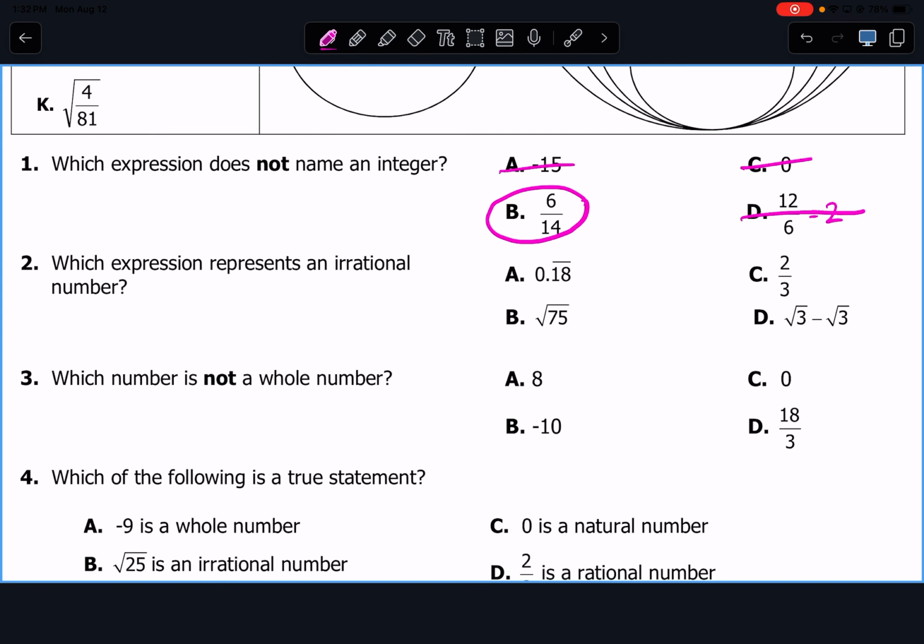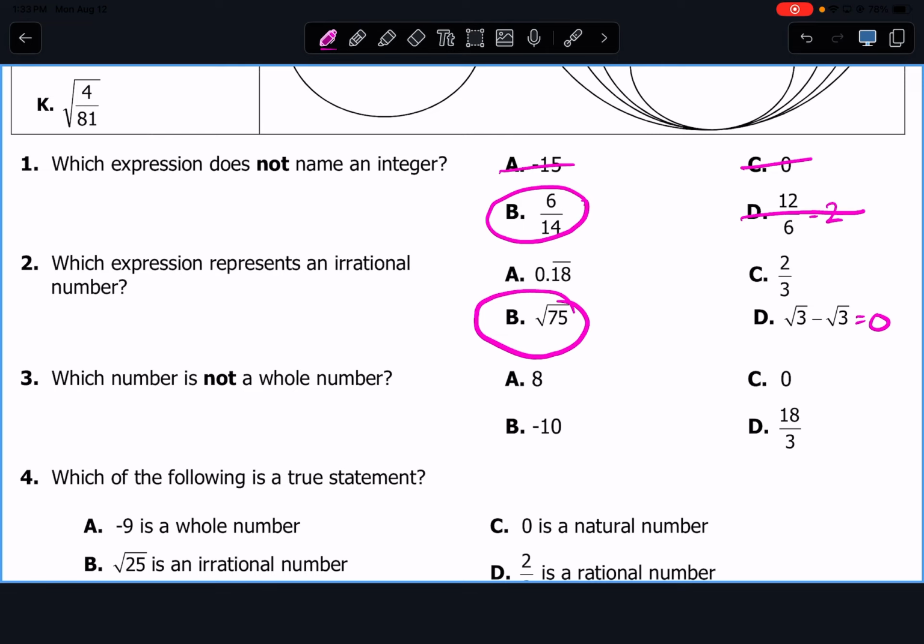Then on 2, it says, which one represents an irrational number? Is 0.18 repeating irrational? No. Is 2/3 irrational? Is the square root of 3 minus the square root of 3 irrational? No. What does that equal? 0. Anything minus itself is 0. What about the square root of 75? Is that rational? Can you take that? So that is our irrational number.